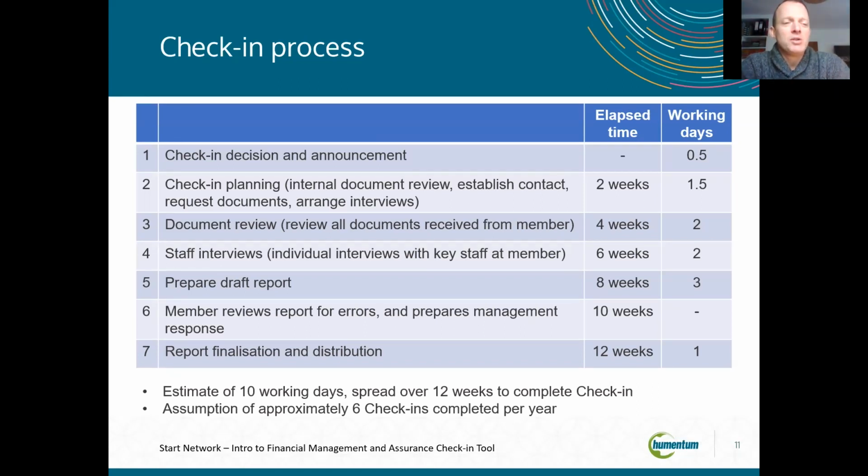And the tone of the report and the check-in process is really intended to be supportive and supporting network members with growth and development, so that there's a real clear pathway to improve systems and controls and processes at the network member. So we estimate that the Start Network Assurance team will complete potentially 6 check-ins per year, and so this process will take between 2 and 3 months, and it will probably be 1 or 2 members of staff at the Start Network Assurance team completing this work.